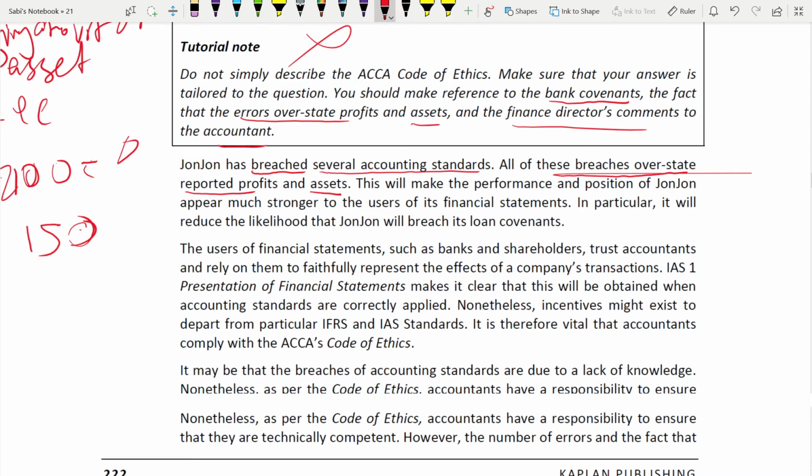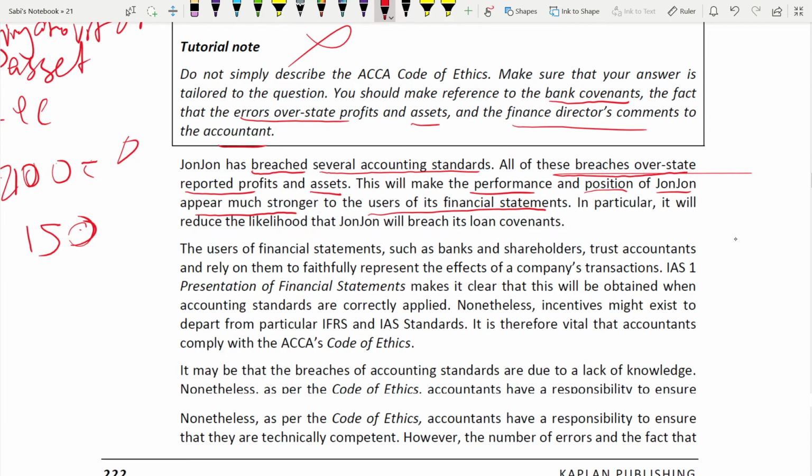So what happens when you're breaching it? What's the next line? The next line you are going to say what will be the outcome of this breach. This will make the performance and the position, performance meaning your profit and loss, and position your statement of financial position, of the company, Johnson, appear much stronger to the users of its financial statements. This you have to write. This is the impact of that higher profit and asset. So your first paragraph, this is like a background you are giving.